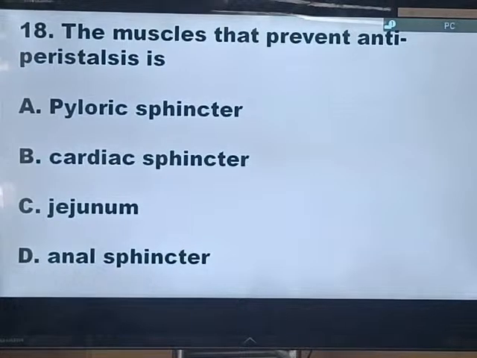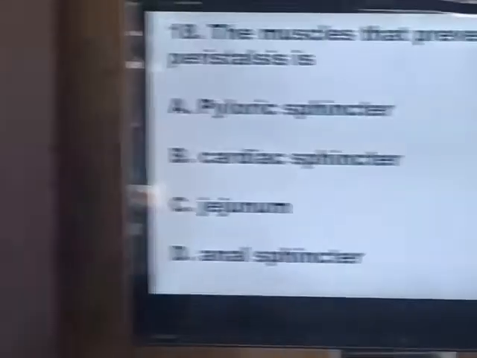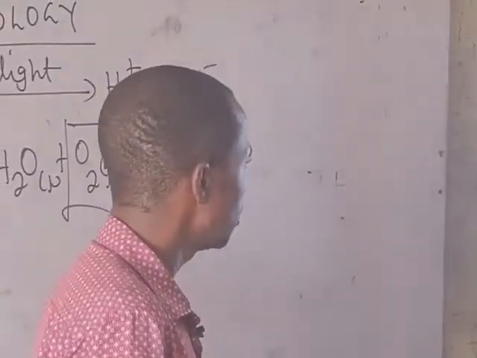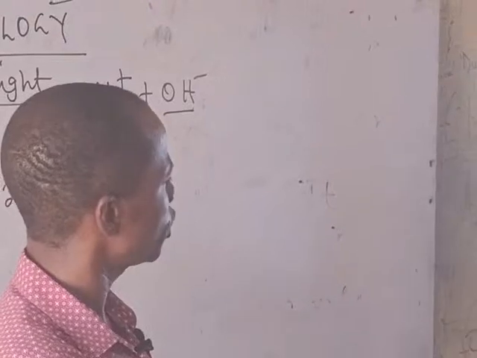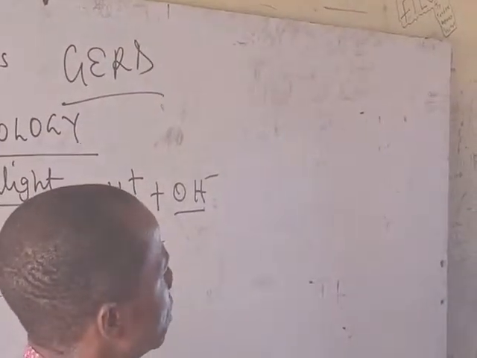And by the way, if you are looking at option C, jejunum is one of the three parts of the small intestine. That's the middle part. The first part of the small intestine is the duodenum, the middle part is the jejunum, and the last part is the ileum. So the correct answer once again is cardiac sphincter, option B. Let's go to number 19.